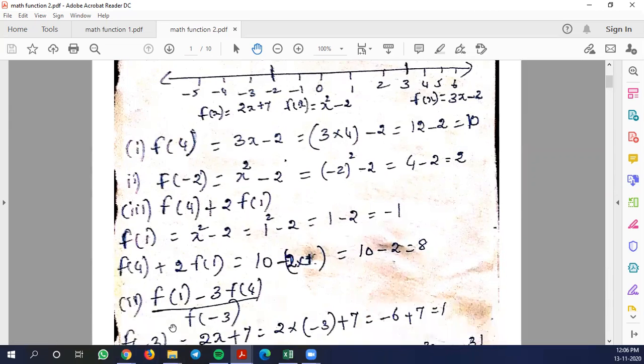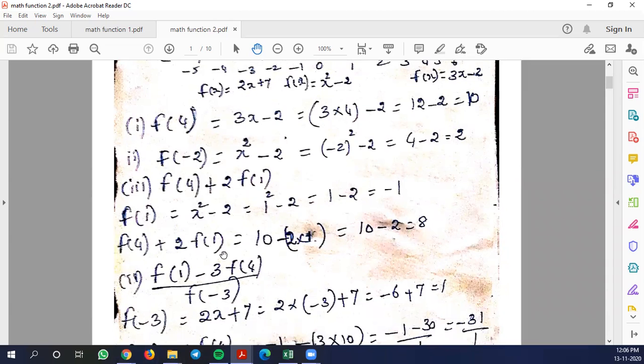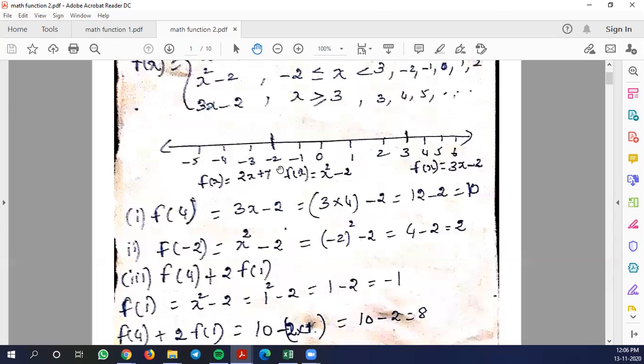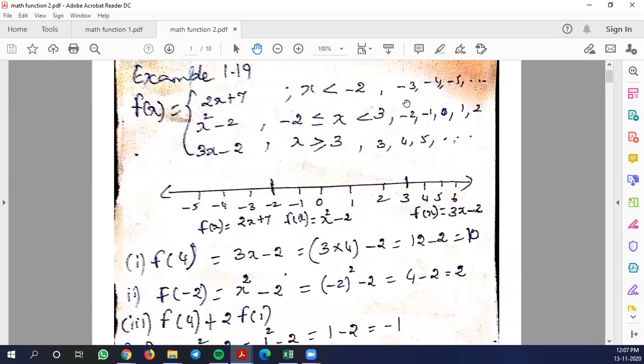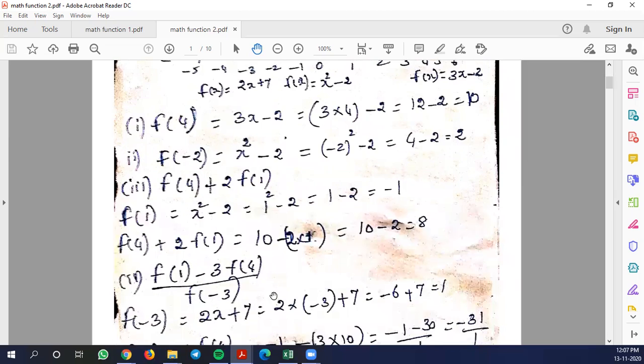Now the last one, f of 1 minus 3 f of 4 by f of minus 3. Already we found f of 1 and f of 4 also. So it is enough to find f of minus 3 alone. For that, minus 3, where will it come? It will come here only, the first slab only: 2x plus 7. Here only minus 3 is there.